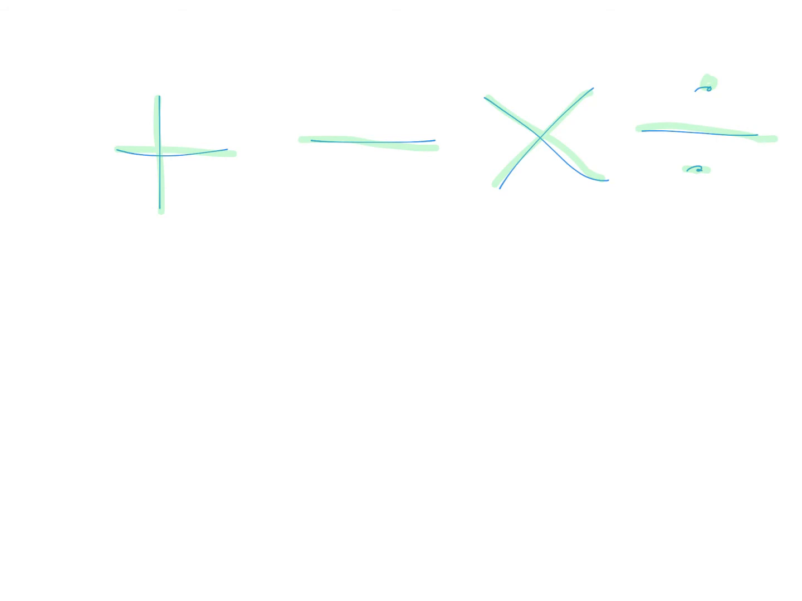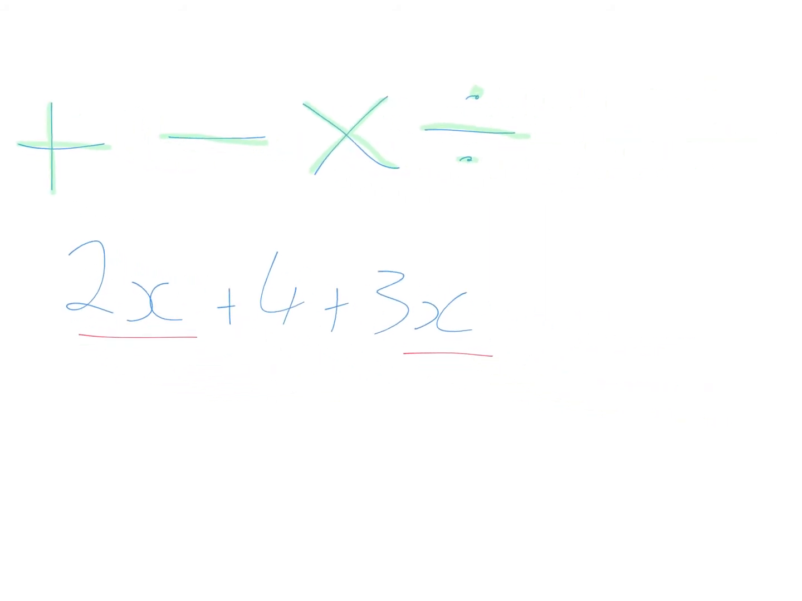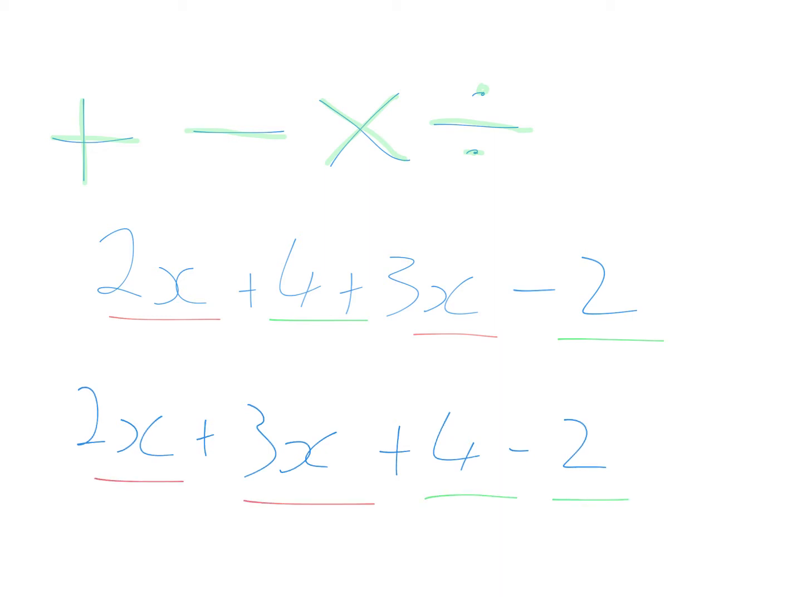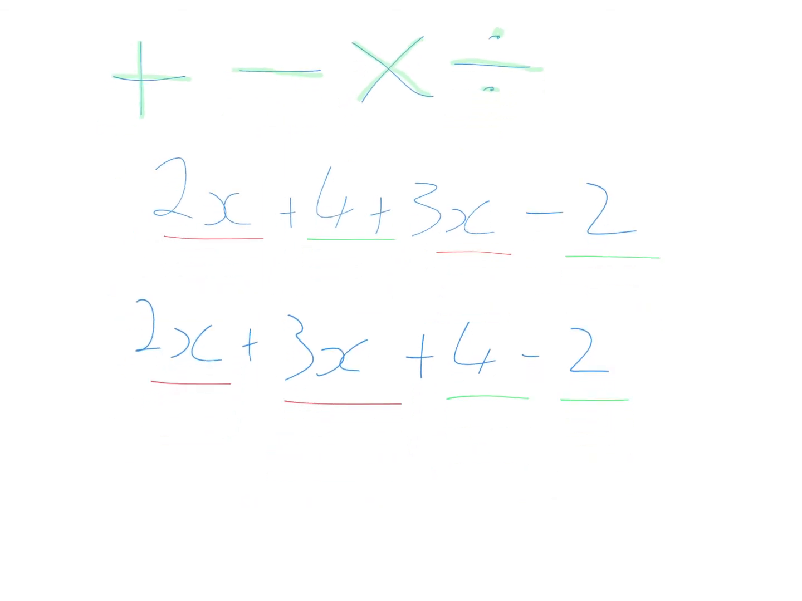The first thing to know is that if we're adding and subtracting x terms and normal terms, we can add and subtract the x terms, we can add and subtract normal terms, but we can't add x terms and normal terms. So if I was to solve an equation like this, or an expression like this, I had to simplify it. I'd bring the x terms together, I'd bring the constant terms together, which are just our normal numbers, and then I would try to simplify each of those.